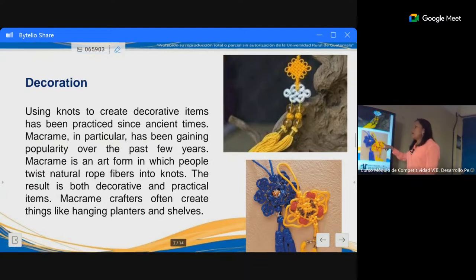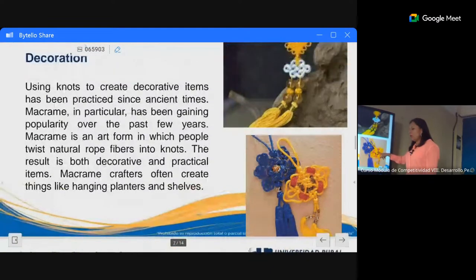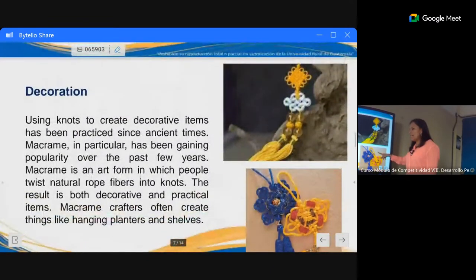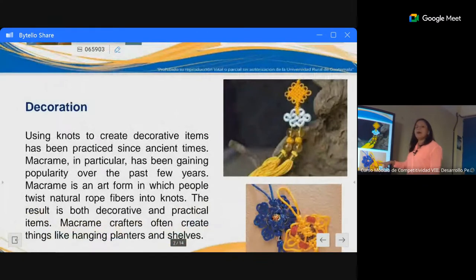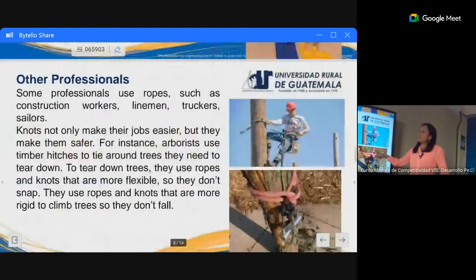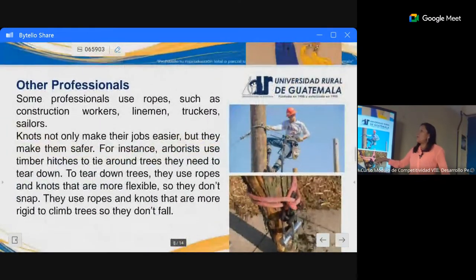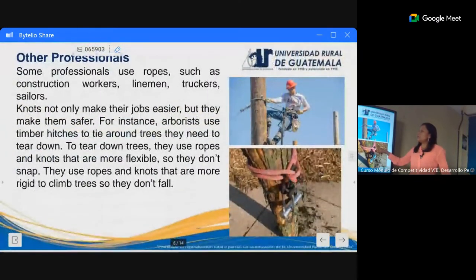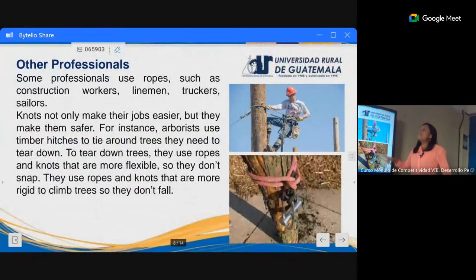Okay, and now you might be wondering, why do I need to learn about knots? Yes, why do I need to? Let me tell you, as I told you, we always make knots in our daily life. So here, what other professions need to learn how to make knots? Most of the professions, in that case.